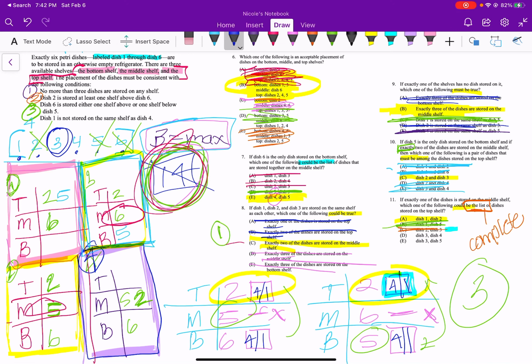D, dish 3 and 4. No, because it would be leaving out 2. We must have 2 to be a complete list. And then E, 3 and 5. Once again, we never have 5 on the top shelf. And that's why our answer is A. All right, I hope you all found this helpful.